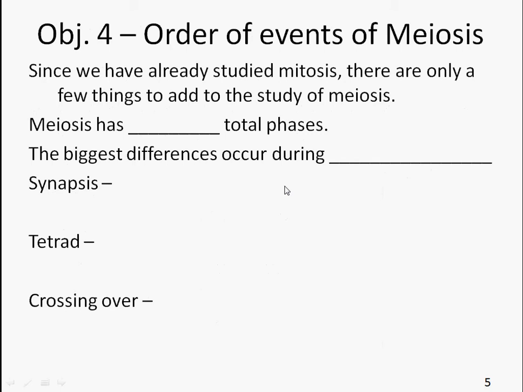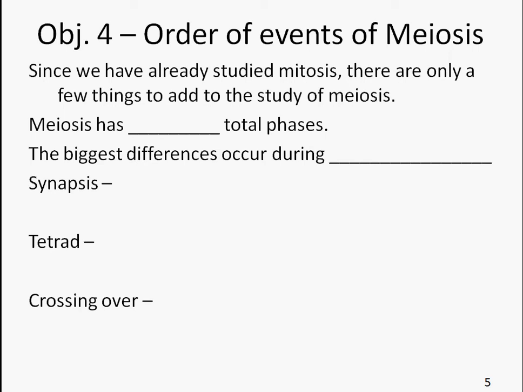Next objective is the big one, the order of events of meiosis. So knowing all the phases and what occurs during those phases. Since we have already talked about mitosis in enough detail that you should have a basic understanding, we're just going to add a few things to meiosis, and basically the rest is the same. One big difference here, meiosis has 8 total phases, whereas mitosis just had 4, PMAT. Meiosis has 2, PMAT and then PMAT again. So you're going to see 2 prophases, 2 metaphases, and so forth.